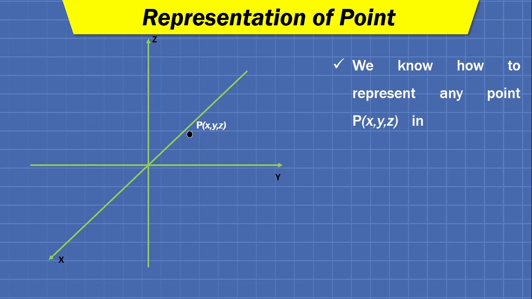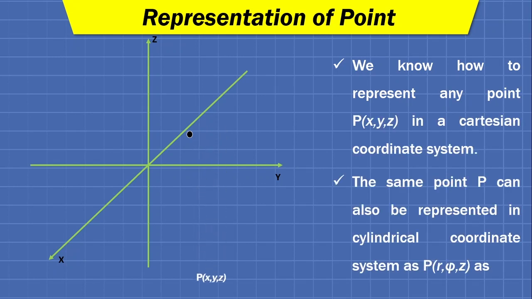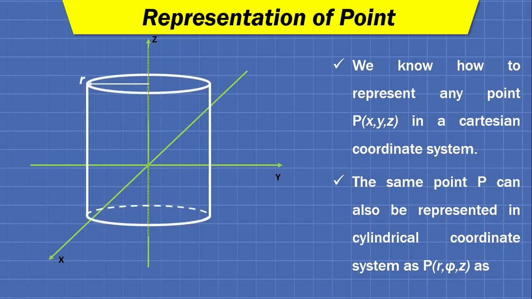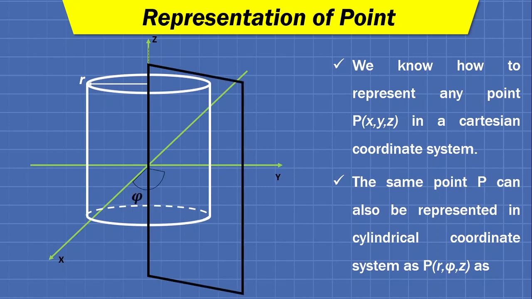Now we know how to represent any point in the Cartesian coordinate system. The same point P can also be represented in the cylindrical coordinate system as P(r, phi, z). So now we will turn the same point P(x, y, z) into P(r, phi, z). First I am imagining a cylinder having radius r. I have represented the extra notations on the left hand side because the main thing for understanding will be on the right hand side of our xyz plane. So I have imagined a cylinder with radius r and a half plane having its one side on the z axis making some angle phi with the x axis.